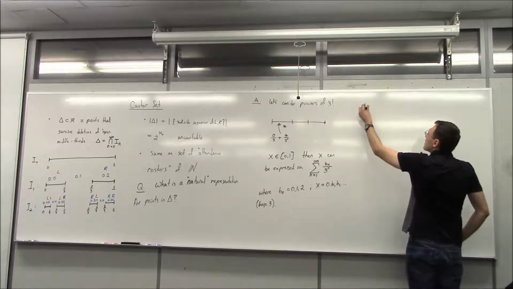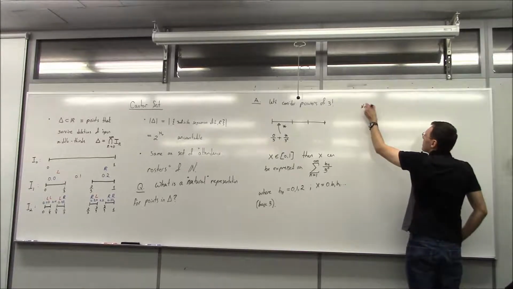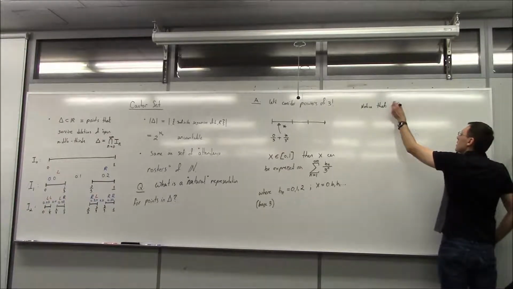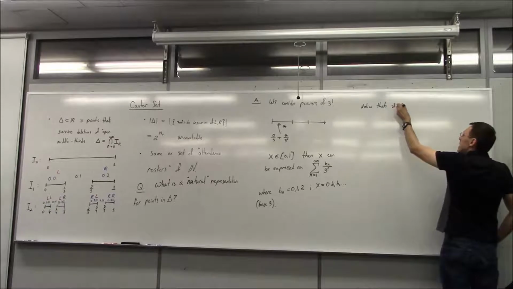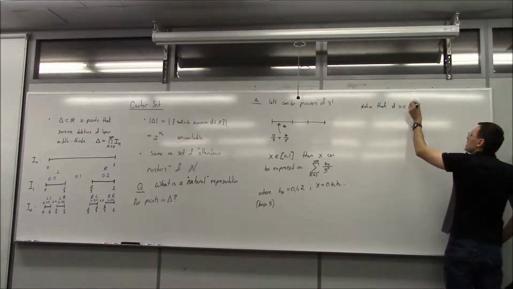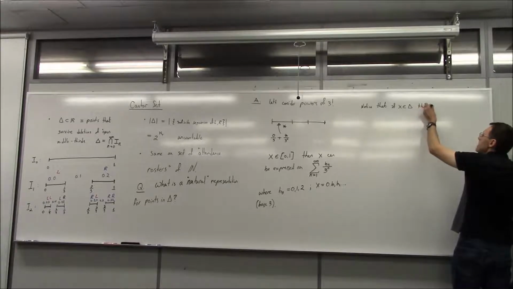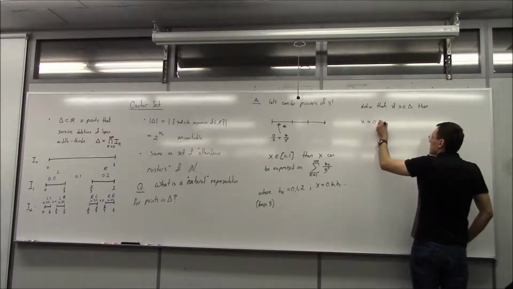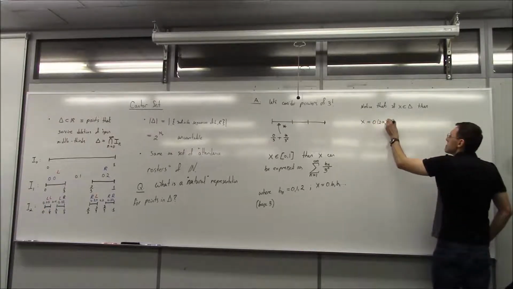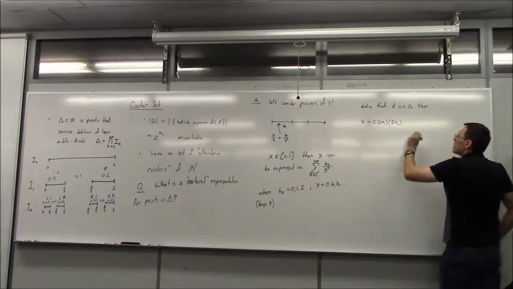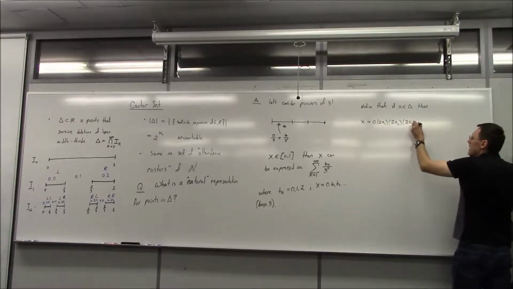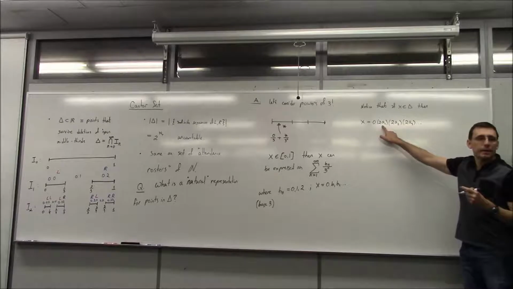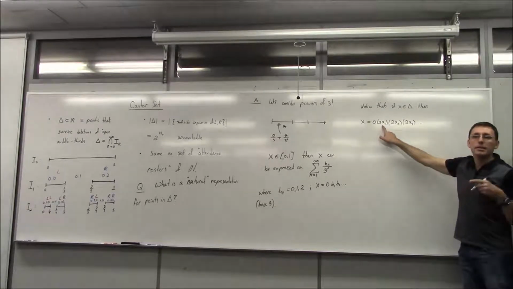So notice that if x is an element in the Cantor set, then x can be written as 2a1, 2a2, 2a3, and so on, where a_i is either 0 or 1. That's the same as saying that the coefficient b here is either 0 or 2.